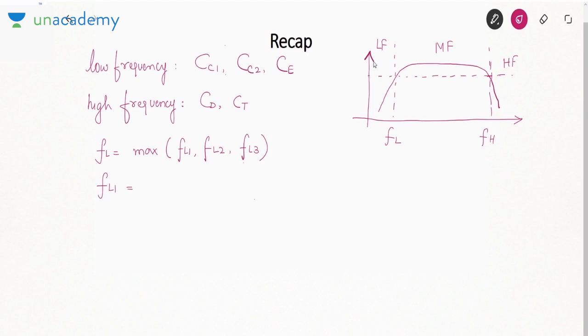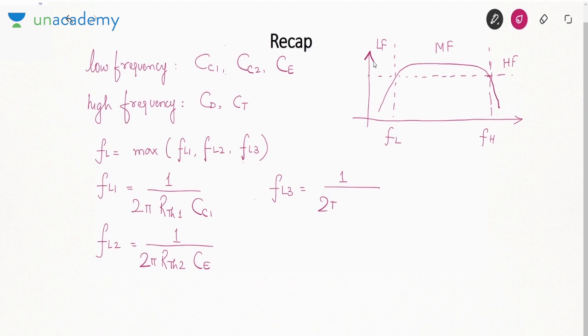FL1 was 1 by 2 pi the Thevenin resistance across CC1 into CC1. FL2 was 1 by 2 pi Thevenin resistance across CE into CE. FL3 was 1 by 2 pi Thevenin resistance across CC2 into CC2.